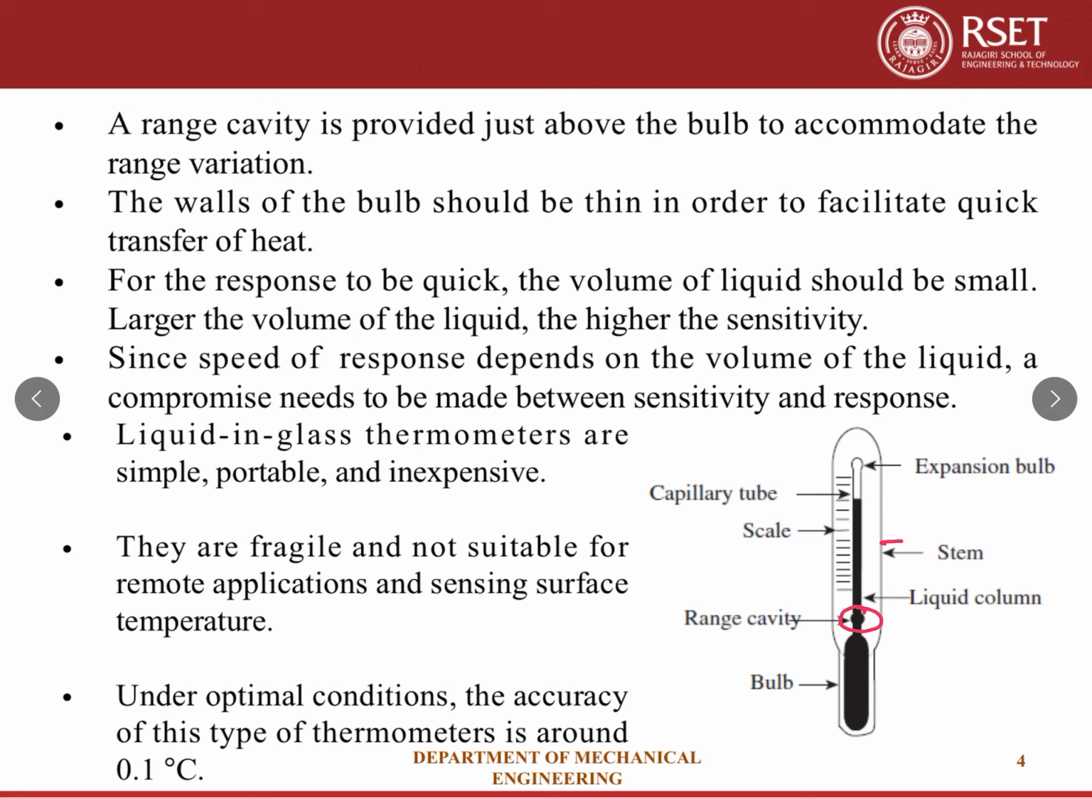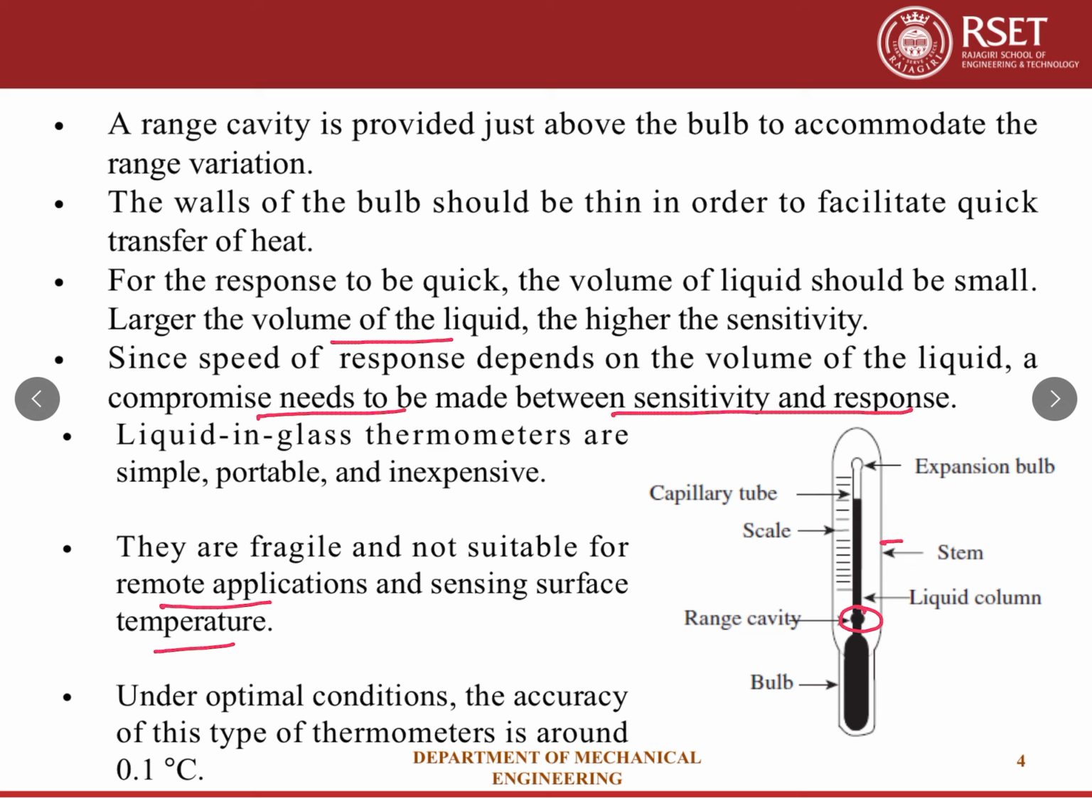For the response to be quick, the volume of liquid should be small. The larger the volume of the liquid, the higher the sensitivity. For quick response, the volume of the liquid should be small, but for higher sensitivity, the volume of the liquid should be larger. So there needs to be a compromise between sensitivity and response for the case of liquid in glass thermometer. Liquid in glass thermometers are simple, portable and inexpensive. That is why the common man is using this thermometer. They are fragile and not suitable for remote application and sensing surface temperature.